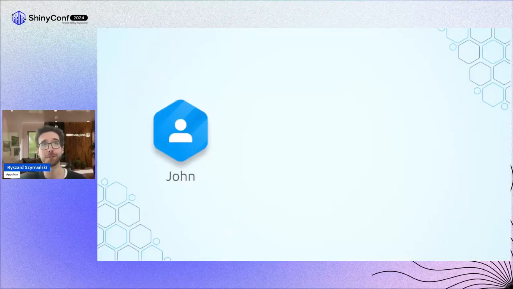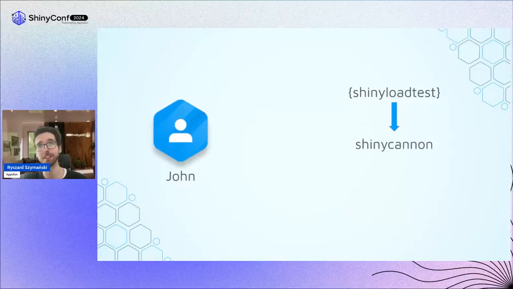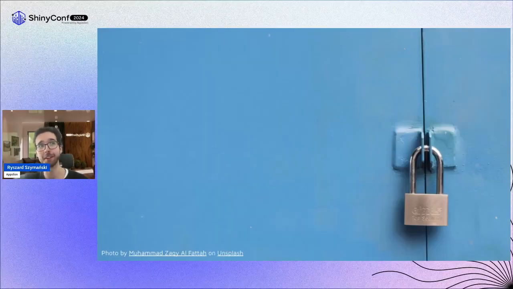John decided to use shinyloadtest as an initial way to benchmark the performance of his app. However, to use shinyloadtest, you need to install ShinyCannon. And to use ShinyCannon, you need to have Java available on your development environment. Unfortunately, John works in a restricted environment where he doesn't have admin privileges and is not able to install additional software. He could submit a request to the IT team. However, from his experience, it usually takes a couple of weeks to get something installed there. So John, unfortunately, is stuck for a couple of weeks.